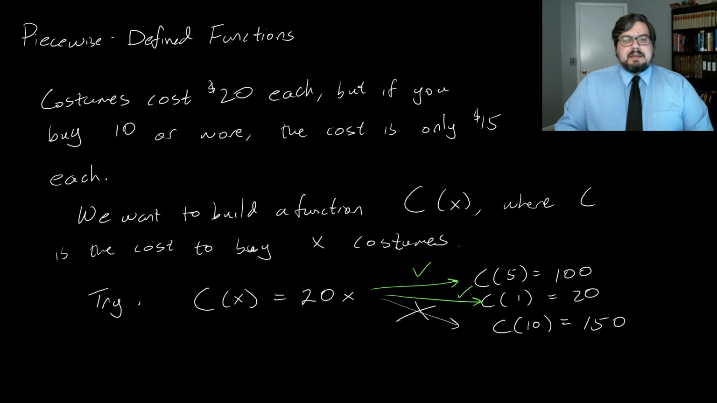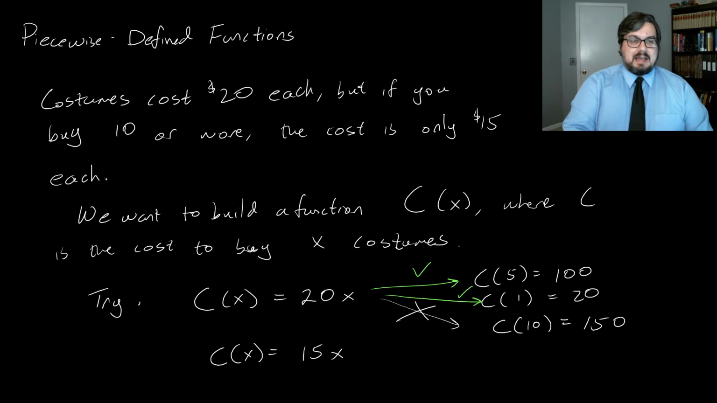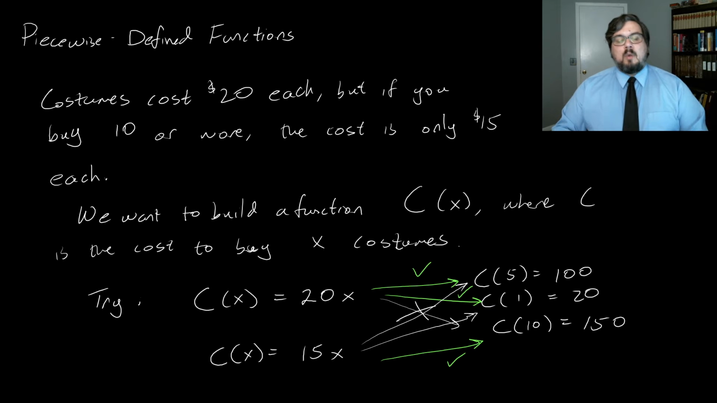Well, we could try going with the other number we've got. What if we try using the function C of x equals 15x? That'll work with the third example that we've got. If we plug 10 into this function, we do get 150 out, which is what we want. But we don't get the right answer when we try plugging in 1 or 5. If we plug 1 into this function, we would just get 15, and that would tell us that the cost to buy 1 costume is $15, which we also know isn't true.